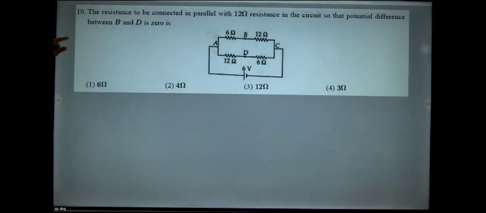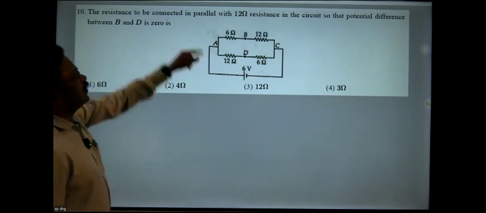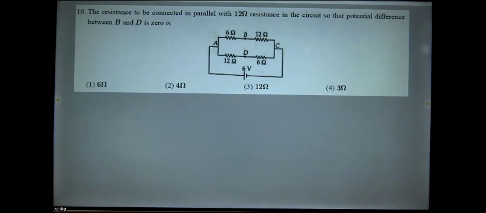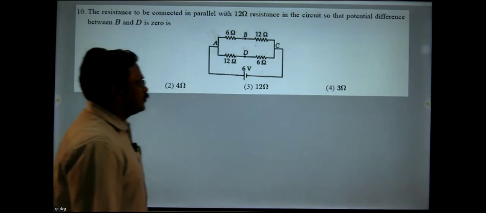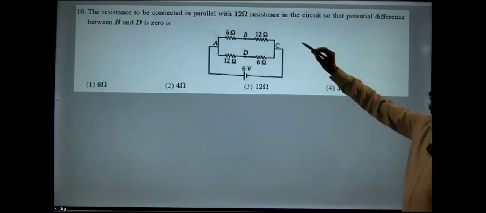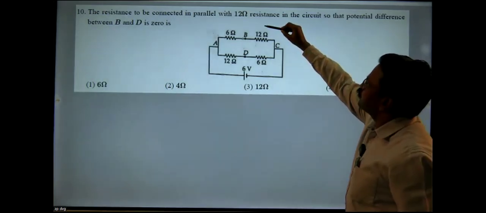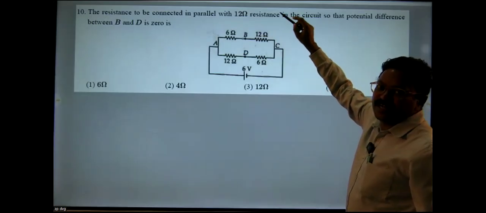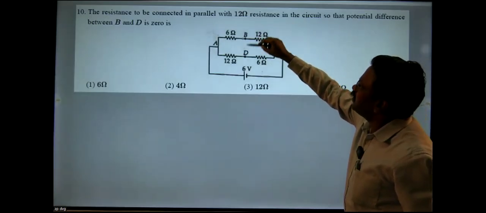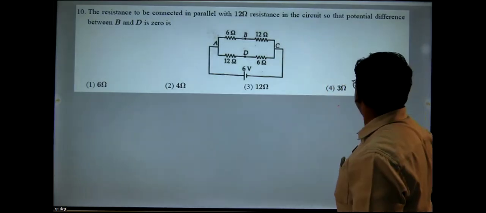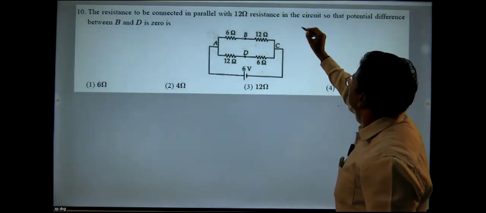Look at this question. The resistance to be connected in parallel with the 12 ohm resistance in the circuit, so that the potential difference between B and D is 0. In the diagram, what is the resistance to be connected across this 12 ohm resistance? What resistance connected in parallel with this 12 ohm resistance makes the potential difference between B and D 0? That's the question. So we want to find out the value of resistance X.